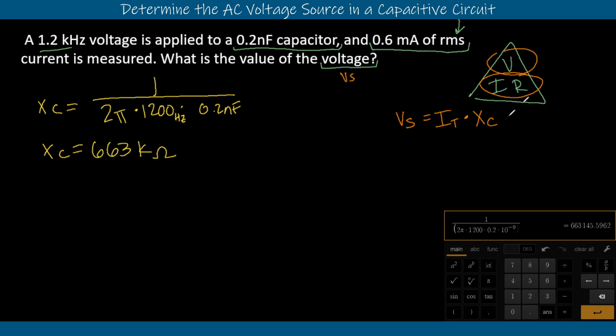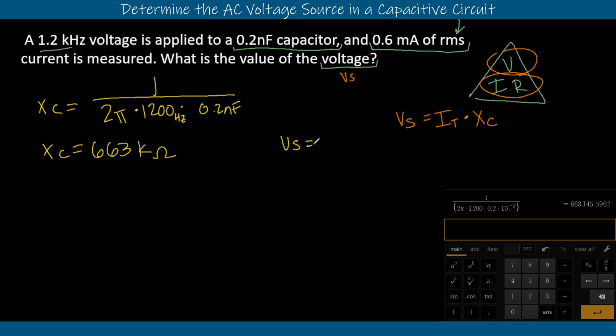Okay, so let's plug into Ohm's law next. We know our two values here, and we can write them out. Our voltage source is equal to our total current, IT. That's 0.6 milliamps RMS, which means that our voltage source is going to be an RMS value. And then we multiply that by our XC, 663 kilo ohms.